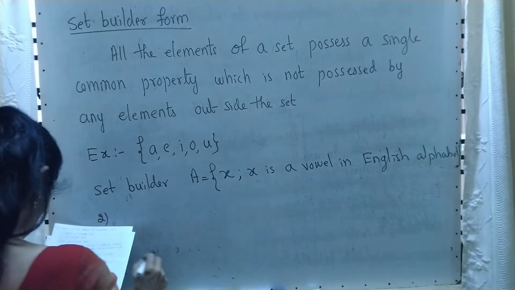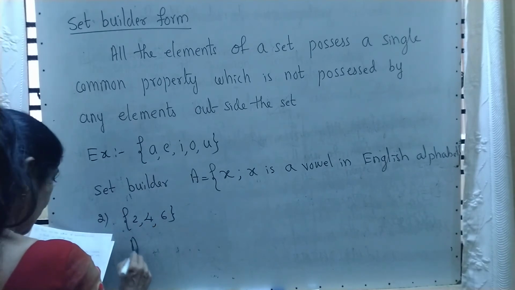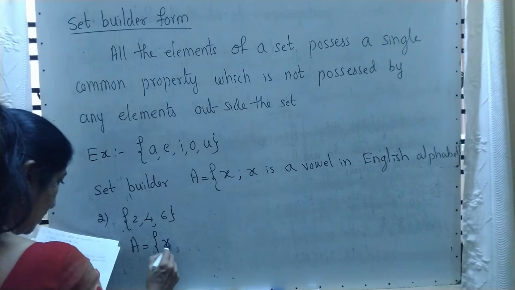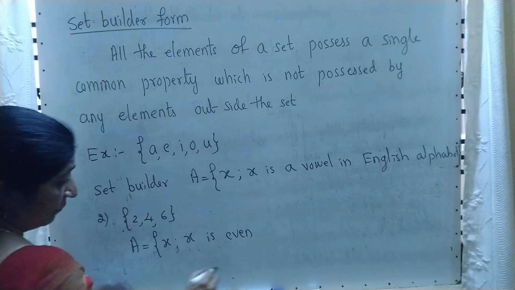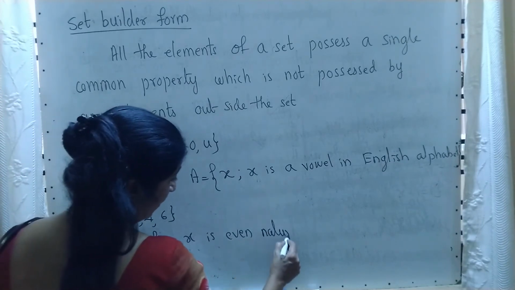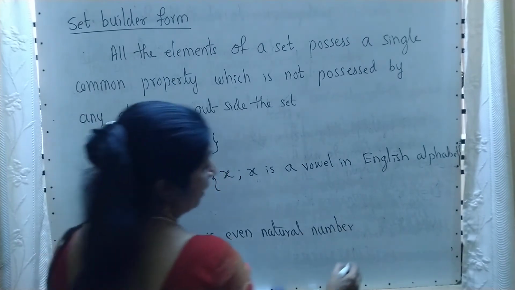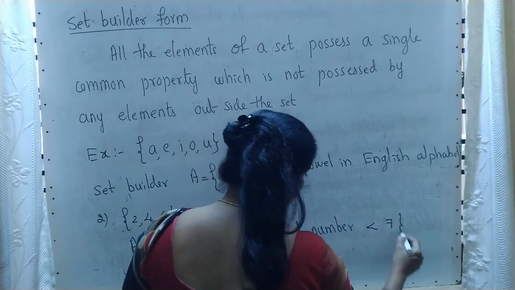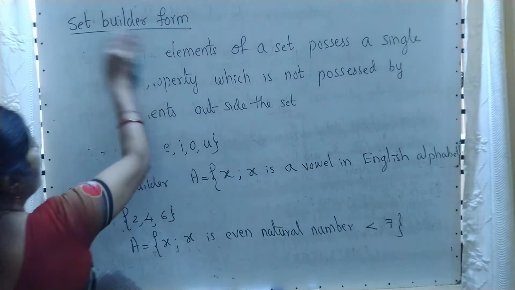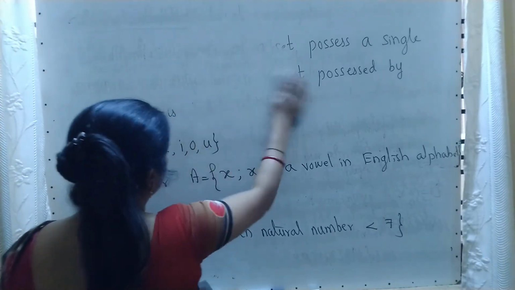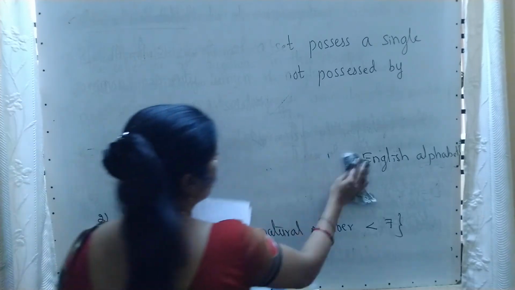Second one: 2, 4, 6. Here also they are even numbers, or what? X such that X is even, and remember, they are positive. Even natural number, and only 3 we wrote. That's why I am writing less than 7. Even natural number less than 7. So now you understood. Here what we are doing in set builder is that the set is given and we have to frame the rule for that, how they are connected.